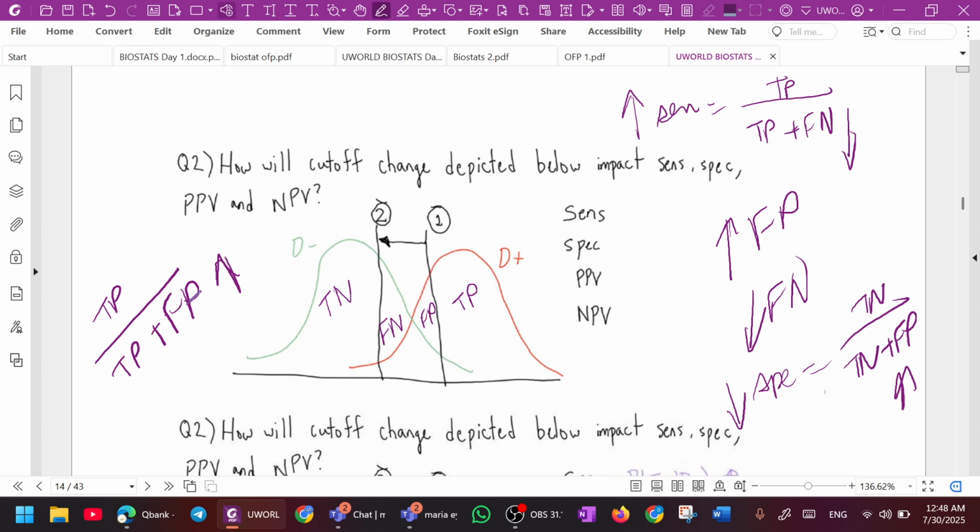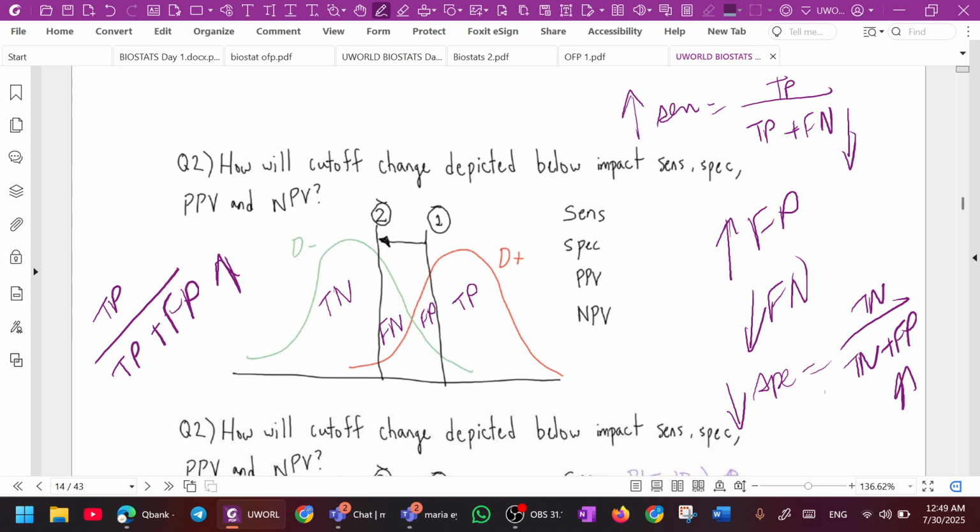I think this is just an explanation. I think he's just trying to say that if you find sensitivity, then you don't have to calculate NPV, because they both work the same way. So sensitivity is going down, negative predictive value is going down. And specificity is going up, PPV is going up. Perfect. You got it.